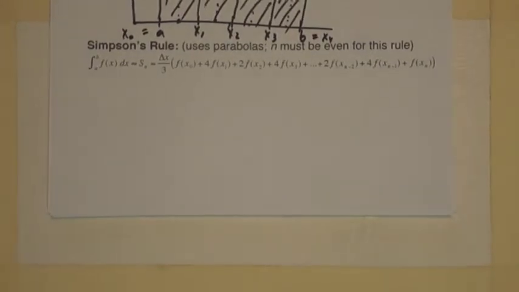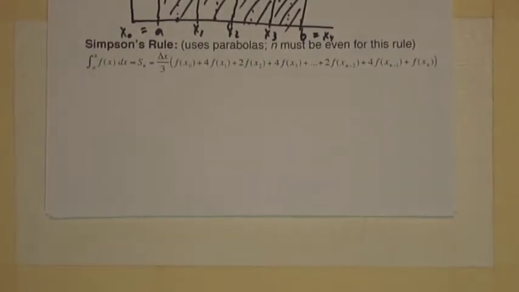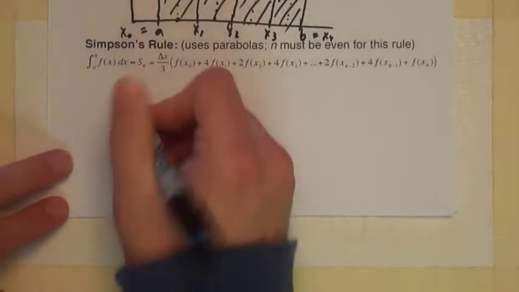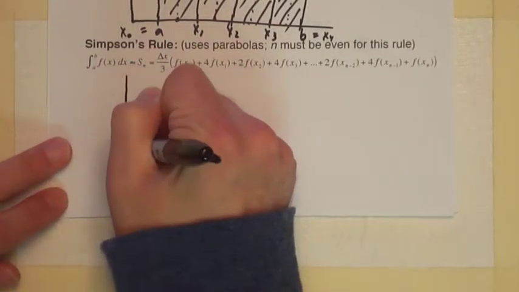The last rule is the most accurate and the most complicated. It's called Simpson's rule, and it uses parabolas. And for this rule, n must be an even number. Now in the cases I've drawn, n is 4, so we're okay. So let's draw this Simpson's rule picture.